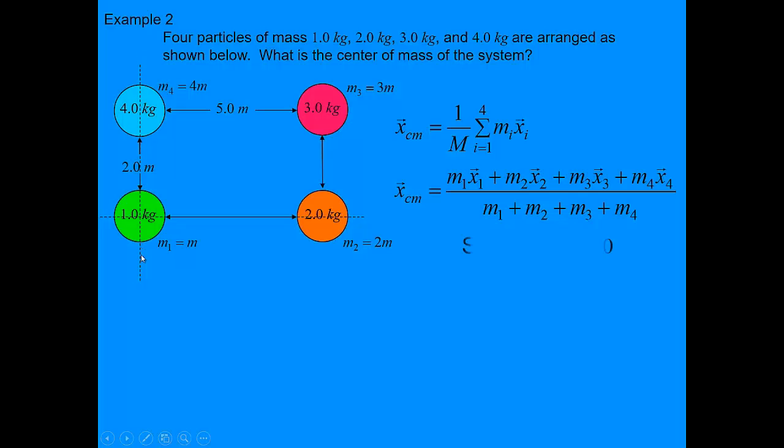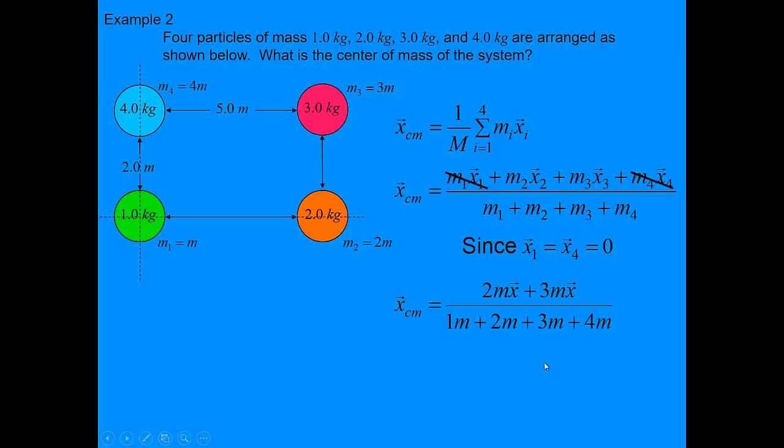So it appears that 1 and 4 are at position 0. The positions of 2 and 3 are 5 meters away horizontally. Gotta think two-dimensionally here. So those are 0 in this case. And we know that we can call this mass 2m, and this mass 3m, and this mass 4m, and this mass m. So we plug those all in and get rid of the subscripts.